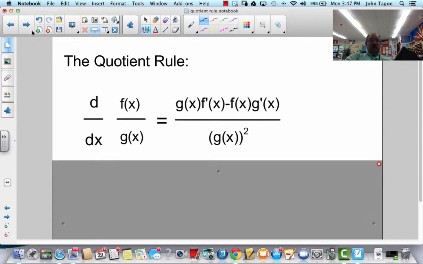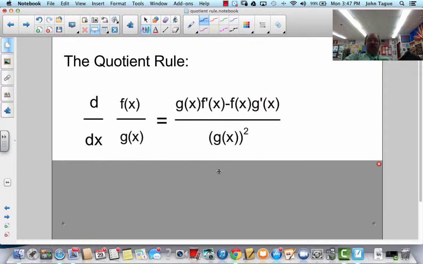Everything. Here we go. So the quotient rule is used when you want to take the derivative of something that is one thing divided by another, two functions. And the way we do it is we take the g of x and we multiply it by the derivative of the f of x. And then from that we subtract the f of x multiplied by the derivative of the g of x, and we put that whole thing over the g of x squared, or if you like, denominator times the derivative of the numerator minus the numerator times the derivative of the denominator all over the denominator squared.